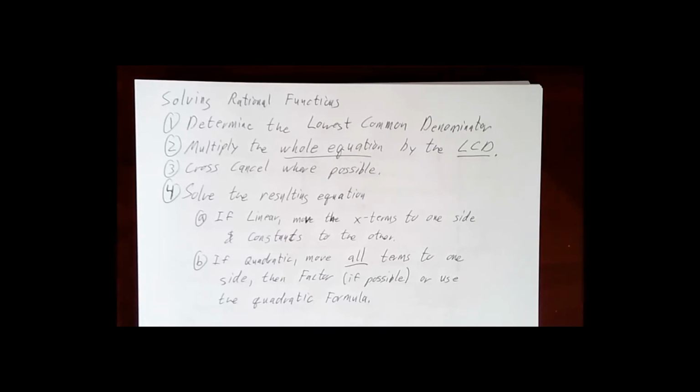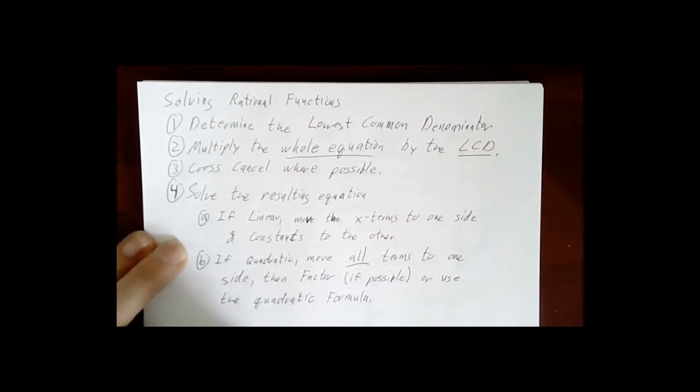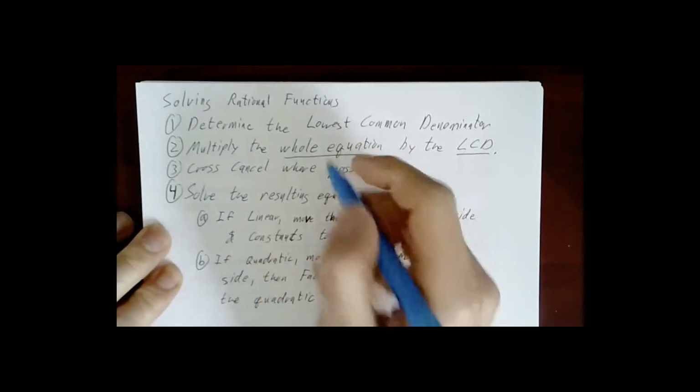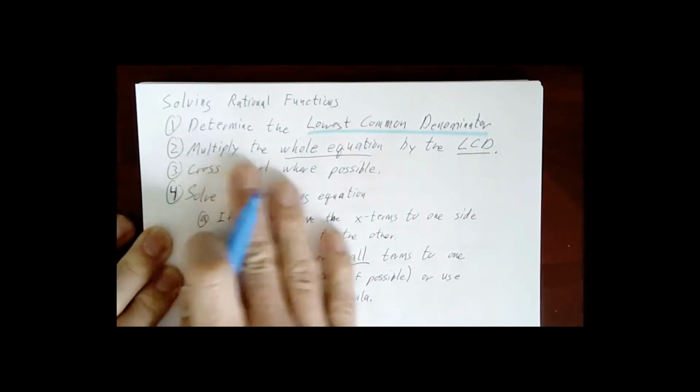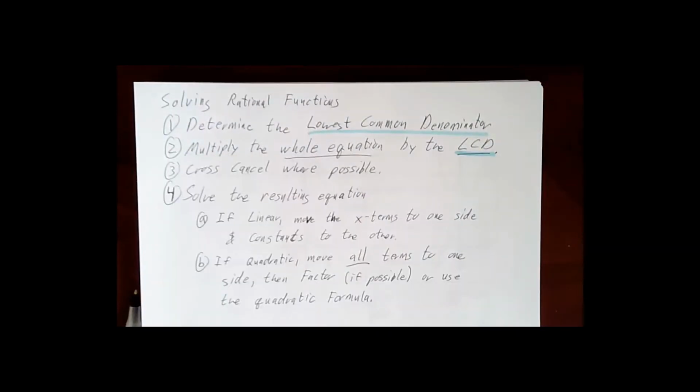Before we begin, I'm going to give you guys a list of steps on how to do that. Whenever I solve rational functions, I always determine my lowest common denominator first. After I determine my lowest common denominator, I'm going to multiply the whole equation by the LCD. Fortunately, when you are multiplying by the lowest common denominator, you can cross-cancel on both sides of the equal sign. This is allowed because the lowest common denominator is made up of the denominators from the entire equation. So at certain locations, things will cancel out.